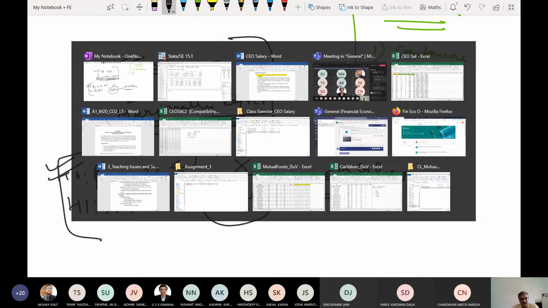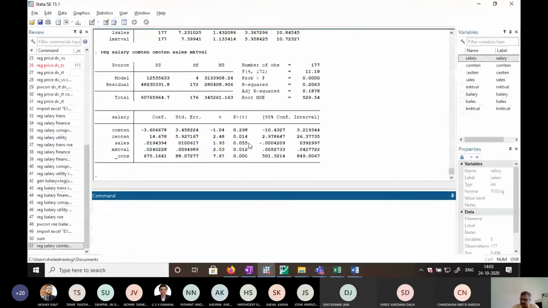So this is a marginal case. I repeat myself, this is a marginal case. Even 0.06 at times people use as marginally significant, and they say that the p-value can be considered as rejecting the null, and this variable can be considered as significant. So that depends. So this is the marginal case.